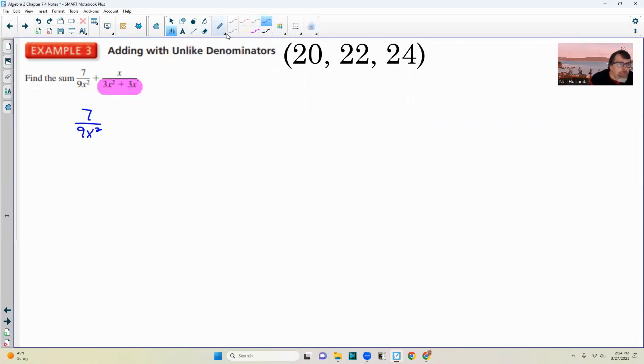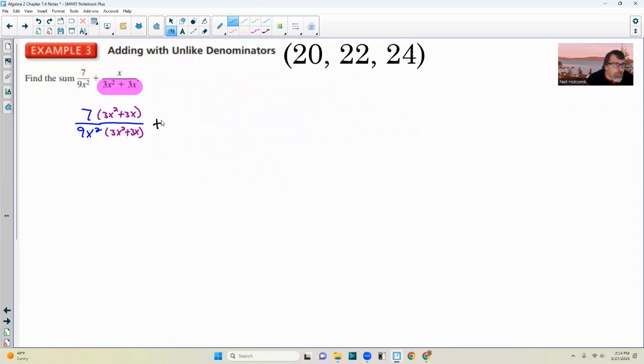So I'm going to go back to my pen, purple, and I need to multiply the top by 3x squared plus 3x, but I also need to multiply the bottom by 3x squared plus 3x. So hopefully you can see that just the purple is the same thing divided by itself, and that's equivalent to 1. So I did not change the value of anything yet.